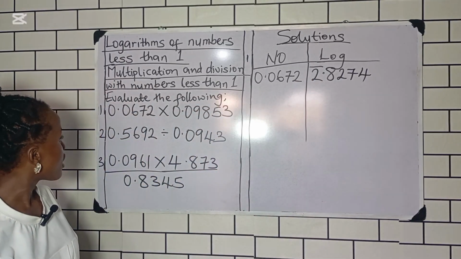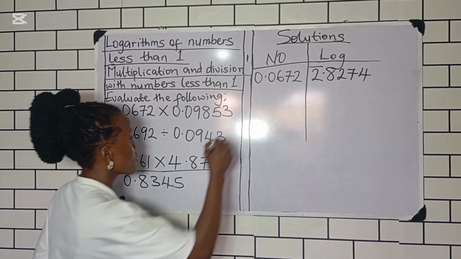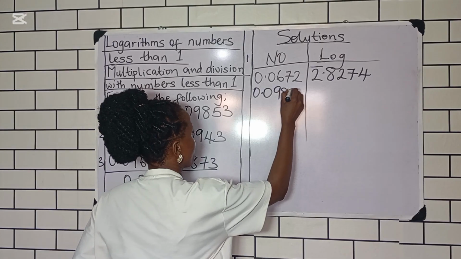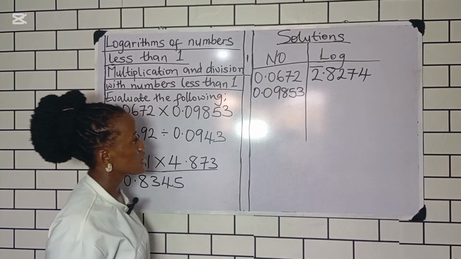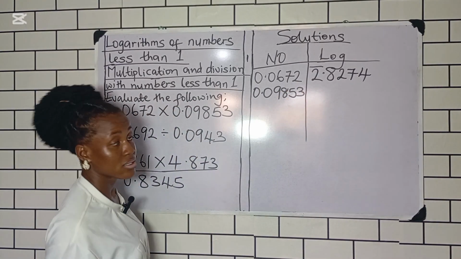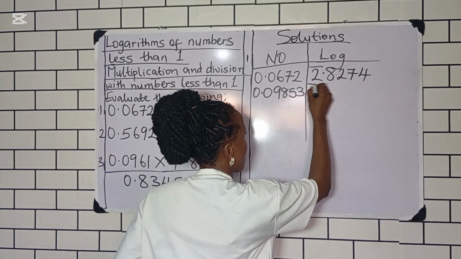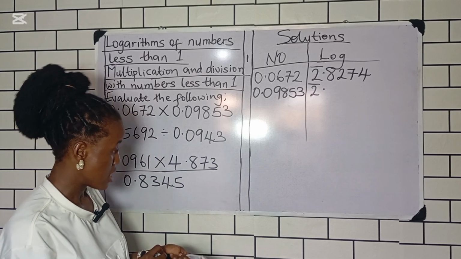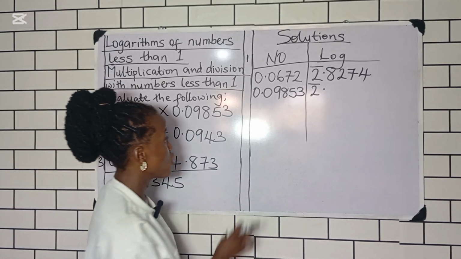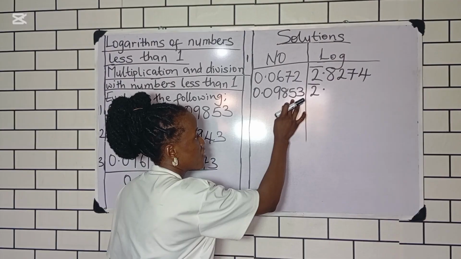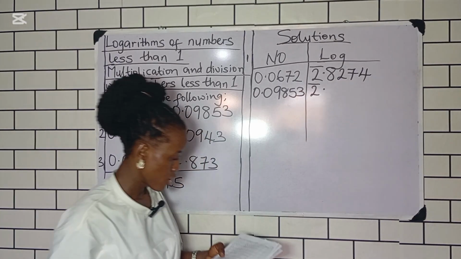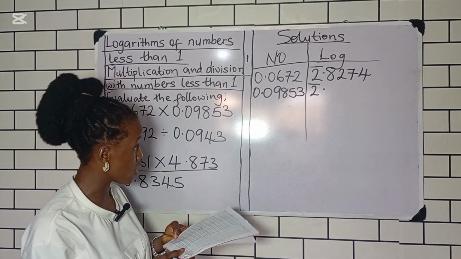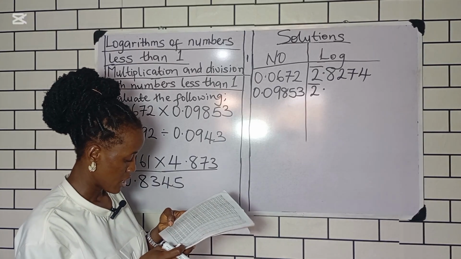Now the second number in question number 1 is 0.09853. We are still going to write the characteristic part, which is also bar 2. We place a decimal point. Now for the mathematical part, using our mathematical table, we're going to look for 98 under 5, difference of 3.